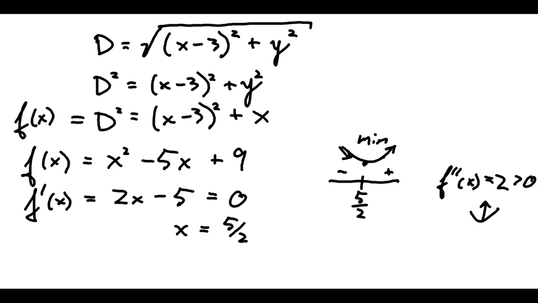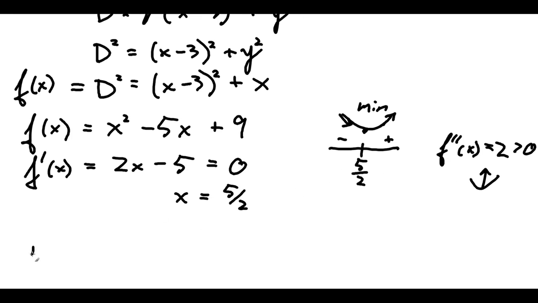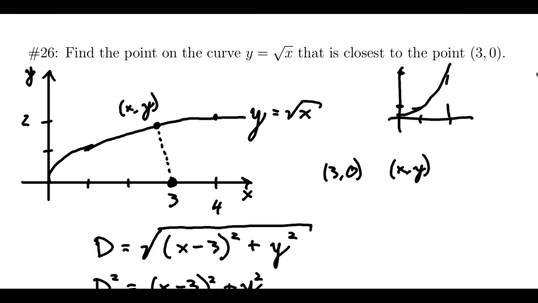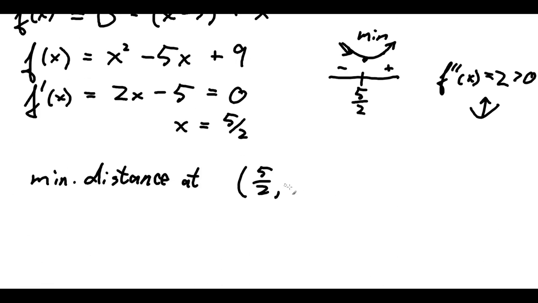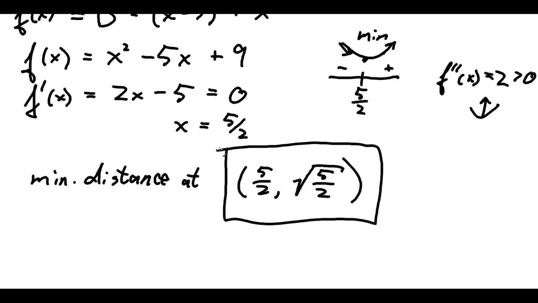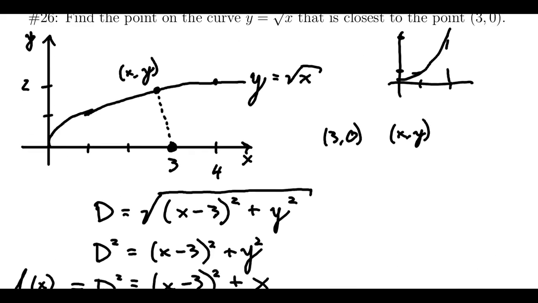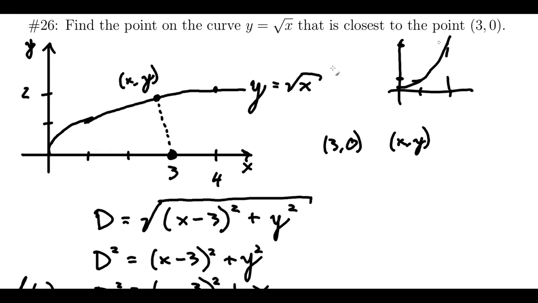So we expect the minimum distance at the point when x is equal to 5 halves, and y, remember, y is equal to the square root of x, so we have the square root of 5 halves. And that is the point at which we have the minimum distance, which I believe is what they were asking for, right? Find the point on the curve that is closest to the point 3, 0.